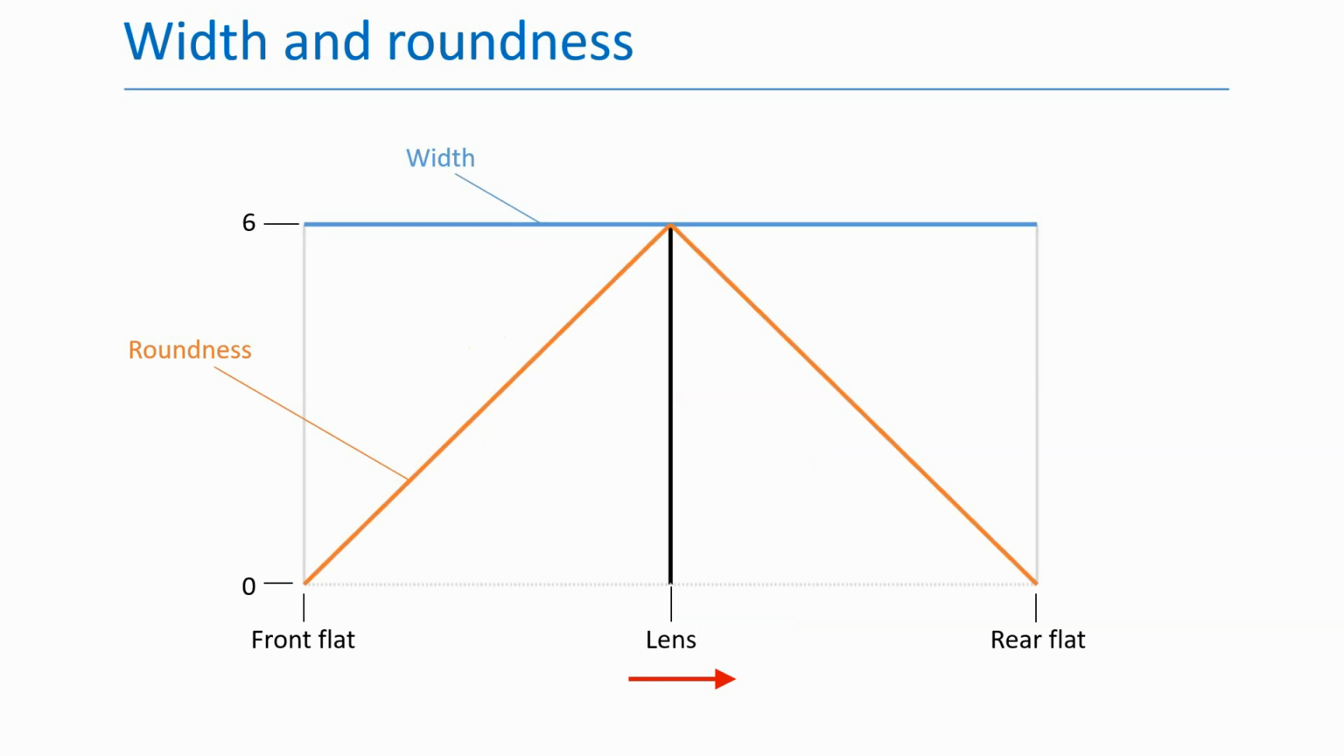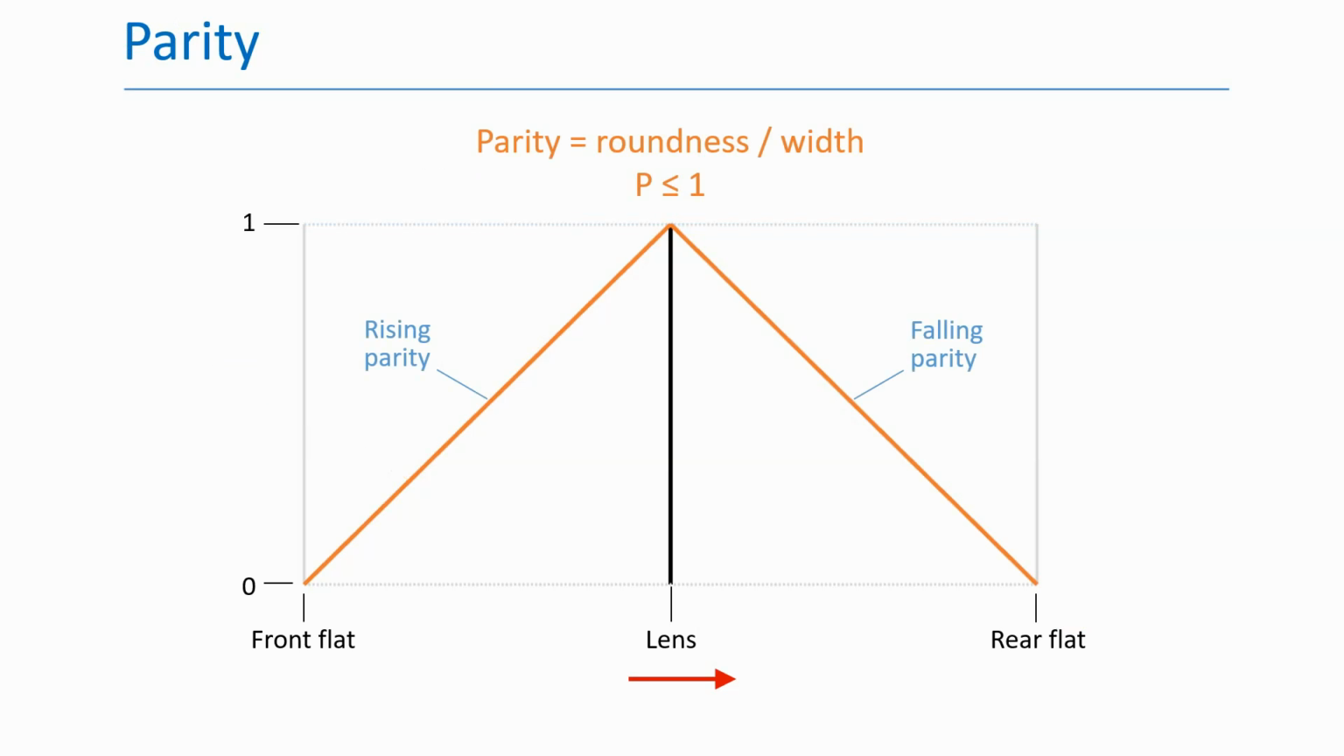Here are several important points about the trend. First, the roundness is initially proportional to the distance from the front flat, so it's a straight line. Second, at the elbow, the width and roundness are equal. Third, the roundness in this flip field is also a straight line, and it's proportional to absolute distance from the rear flat.